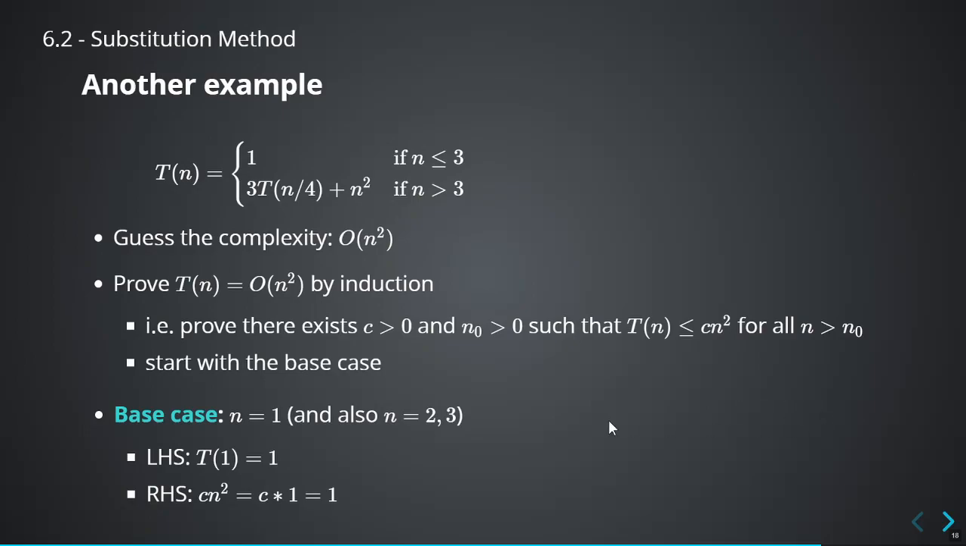We can do one more example. So this one is similar to the last example in the previous lecture. So we have 3Tn over 4. Again, I'm going to guess the complexity to be n squared. So we have to show that Tn is big O of n squared. Now, is the base case alright? Yep. For n equal to 1, the left hand side is just 1, the right hand side is n squared, so it's just 1 squared, and that was for 2 and 3 as well, for n equal to 2 and n equal to 3. All fine here.